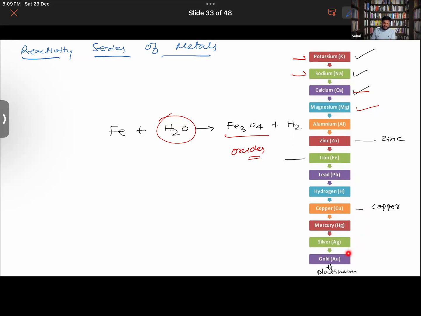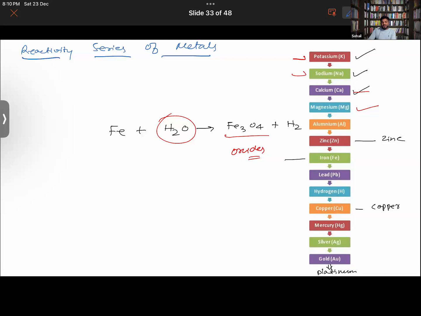Okay, and gold is actually the least reactive metal we have in the reactivity series. Potassium is the most reactive metal, so it has been placed at the top of the reactivity series here. Right? Okay. So as we come down in the reactivity series, the chemical reactivity of the metals will be increasing or decreasing? Decreasing. It will be decreasing.